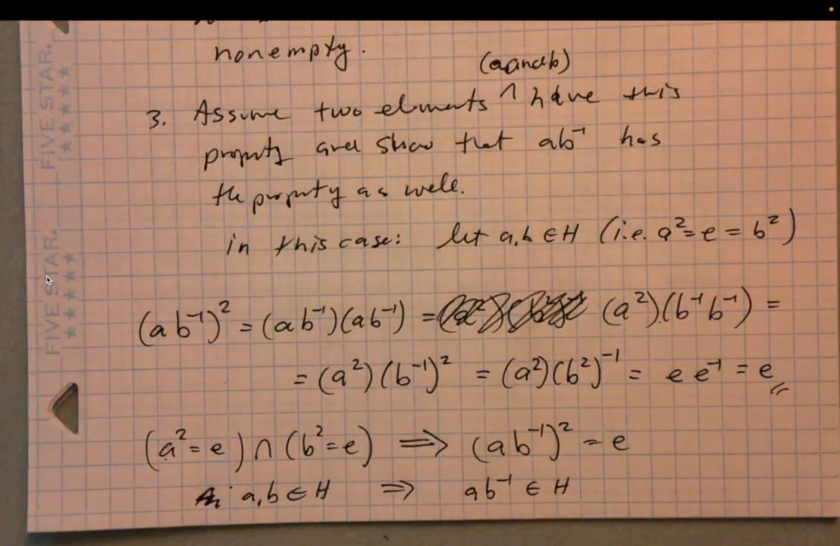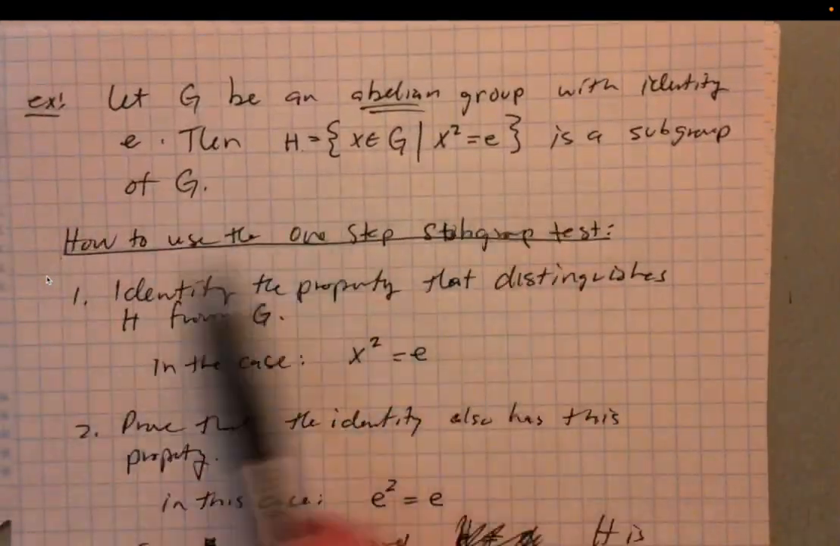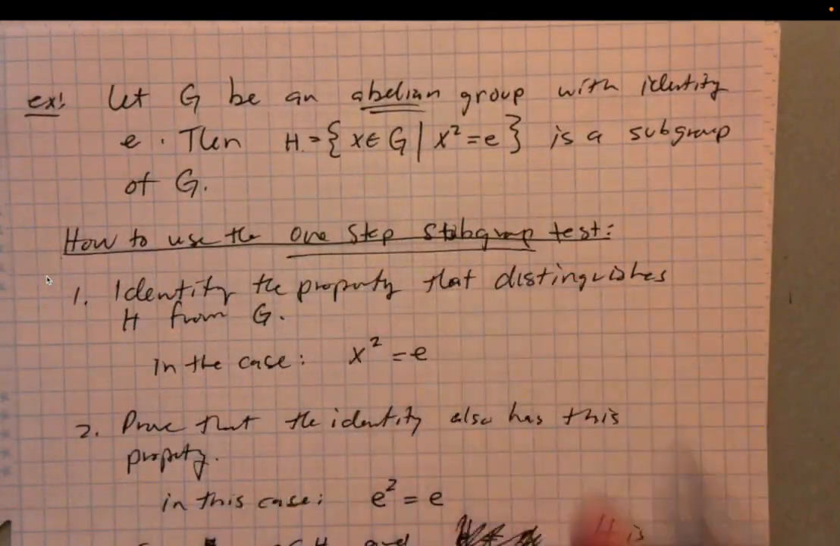Okay, so this is a great example of using that theorem to prove something about a real group. AB inverse in H, that's all we need to show that this is a subgroup. Perfect. So that is an example of how to use the one-step subgroup test.